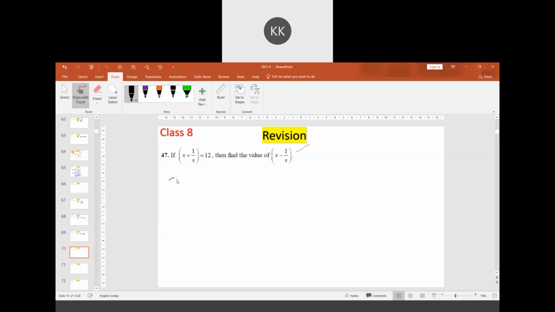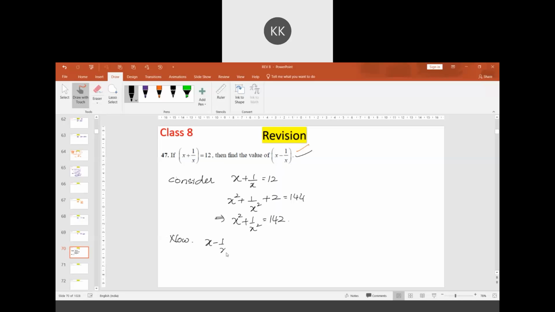First, I will consider x plus 1 by x equal to 12 and square it. I'll be getting x square plus 1 by x square plus 2 equal to 144. From this, x square plus 1 by x square is 142. Correct? Yes, sir.